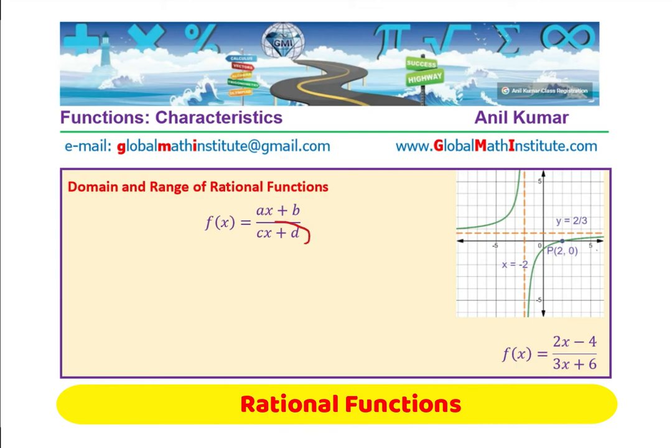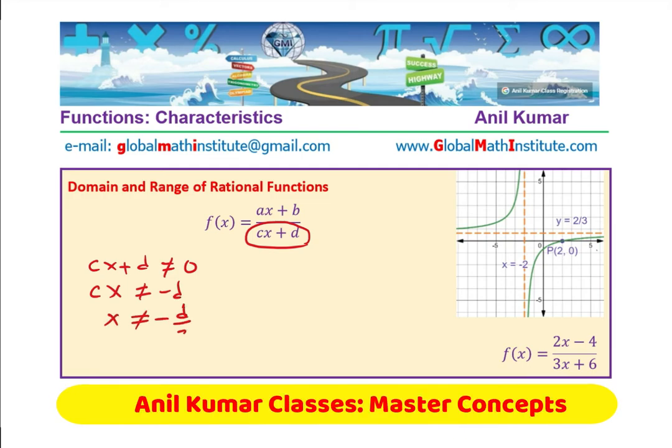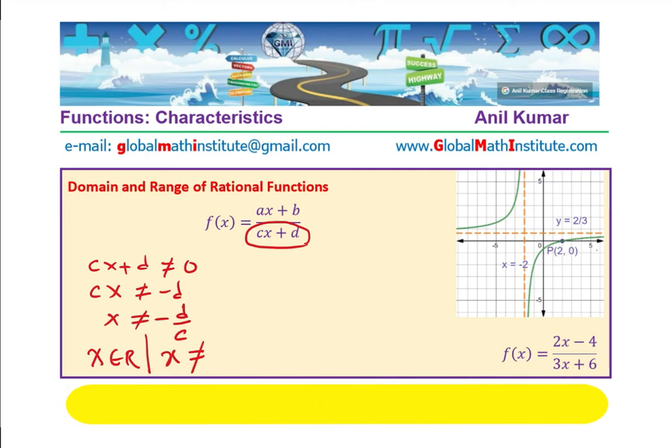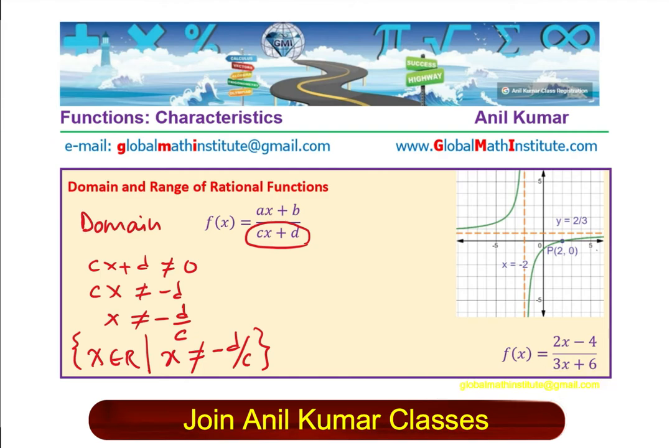So this portion here, which is cx plus d, that cannot be equal to 0. That means cx is not equal to minus d, or x is not equal to minus d by c. That is the restriction. So that really means that x belongs to real numbers where x is not equal to minus d over c. Makes sense? Do you see how easily we got the domain of this function? And that is a vertical asymptote. Perfect. Now let's look into range.